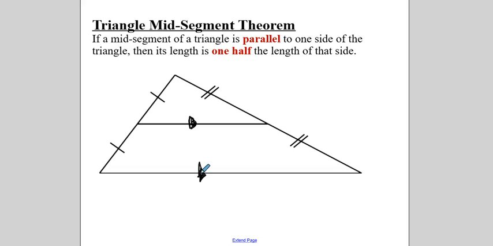So this mid-segment here, let's just make it up. Let's say this was 20 feet. That would make this 10 feet. We're just making it up. Okay? If it was 15, it'd be 7.5. Just half. Very simple. Basic math.